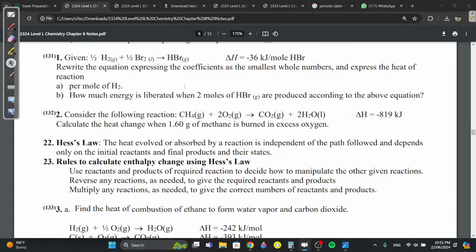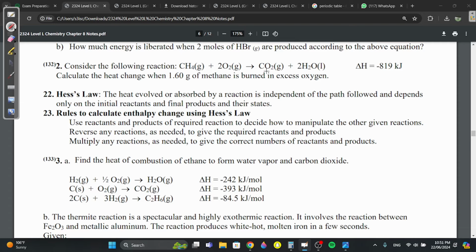Question 2: calculate the heat change when... Here you're going to have to do RR and GR. We have given 1.6 grams of methane for our GR. What's in our reaction? People to this day still don't know how to do RR and GR. In our reaction, we have 1 mole of CH4, and CH4 is 16 because carbon is 12 and hydrogen is 1. So 1 mole of CH4 would be 16 grams. What do we have given? 1.6 grams. What's the energy we have here? We have minus 819.